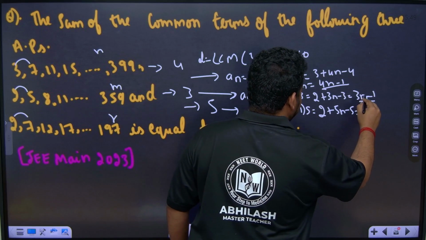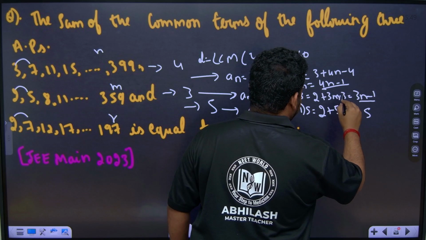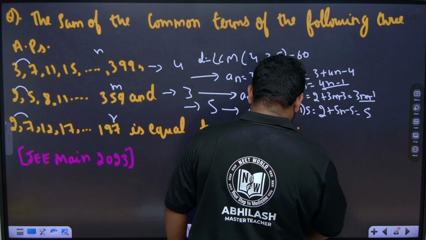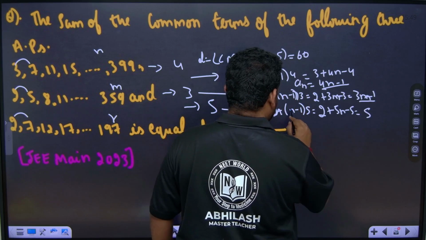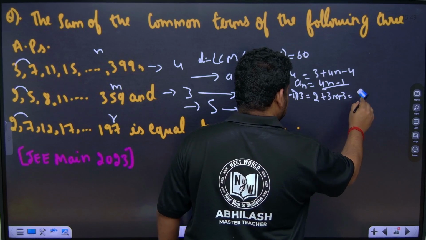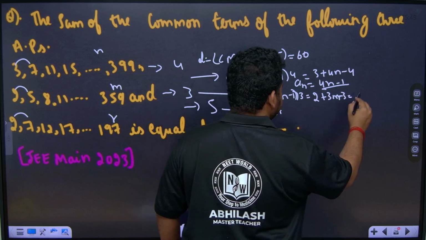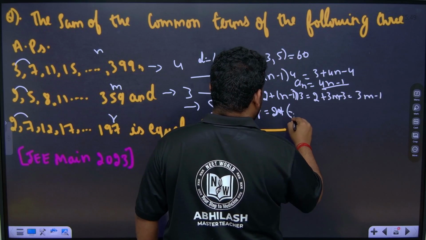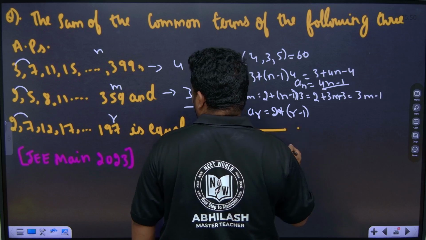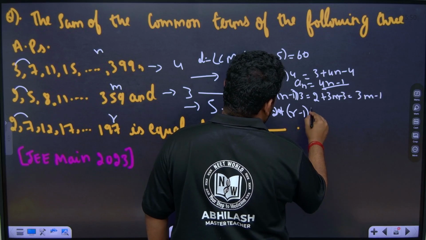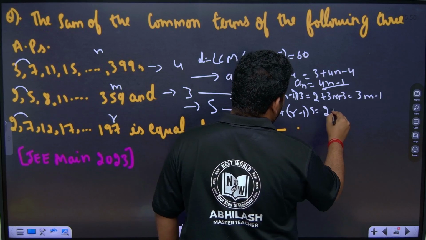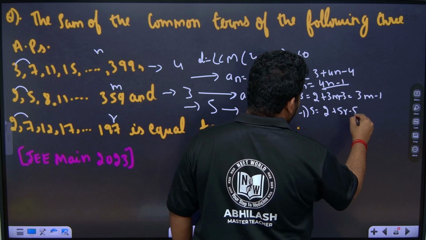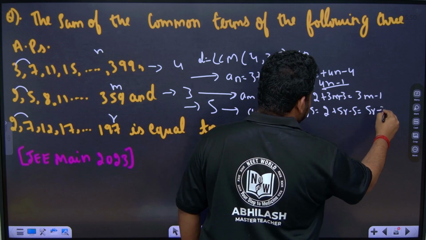This should be m, correct? Here it should be m, so it is m minus 1. This is 3m minus 1. This is 2 plus (r minus 1) into what? The common difference is what? 5. Correct? 2 plus 5r minus 5, that is equal to 5r minus 3.